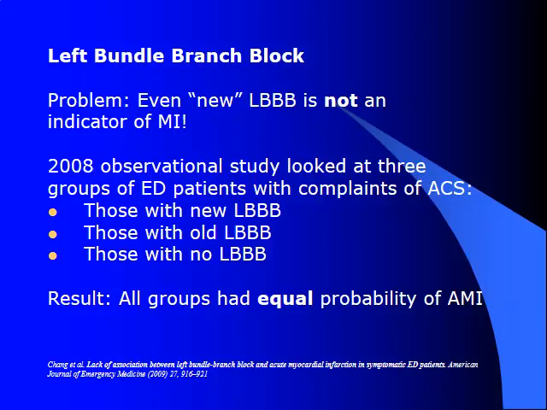Like I was saying, even new left bundle branch block is not an indicator of MI. They did a study in 2008 that looked at 3 groups of emergency room patients with complaints consistent with acute coronary syndrome. They put them into groups of those with presumably new left bundle branch block, those with old left bundle branch block, and those with no left bundle branch block, and all groups had the equal probability of having an MI. So there's really no definitive way for us to determine with these patients if the new bundle branch block is caused by an MI or not.